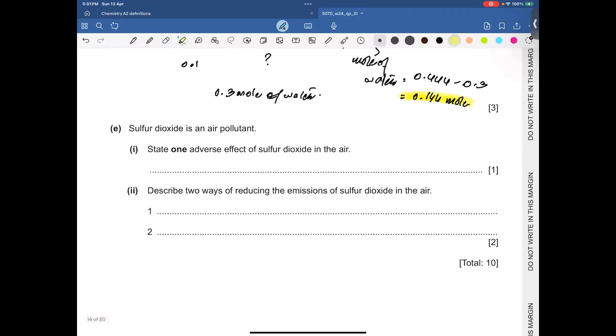Okay, sulfur dioxide is an air pollutant. State one adverse effect of sulfur dioxide in the air. In the air it causes acid rain. Also global warming. Because the examiner is looking for the answer in the air. Okay.